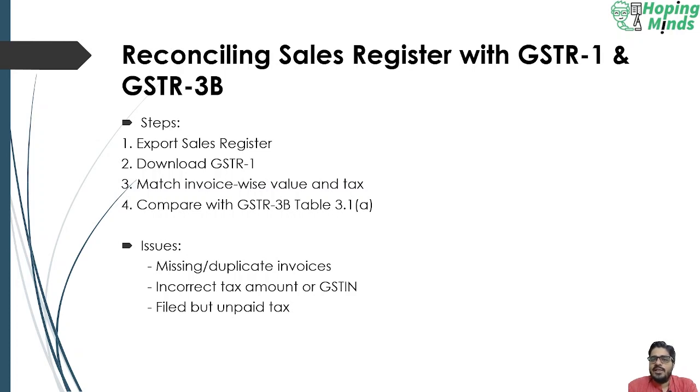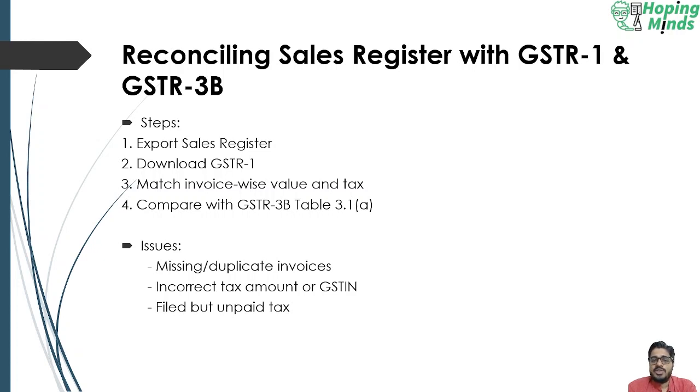So to reconcile these sets of data, we have to first export our sales register for the month. Then we have to download the GSTR 1 summary from the GST portal. This we have learned in our previous session. Then we have to compare the taxable values, GST rates and the GST amount invoice wise. And finally, we have to check that the GSTR 1 values are consistent with the GSTR 3B values contained in table 3.1(a), that is outward taxable supplies.